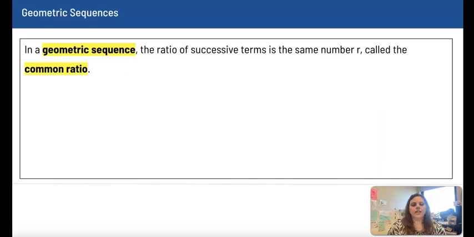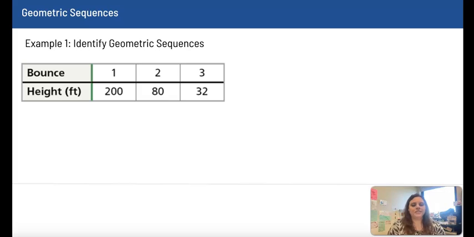The only additional vocabulary we have is how to define a geometric sequence. So the definition of a sequence is still the same, but a geometric sequence is going to have the ratio of successive or consecutive terms be the same. This is called the common ratio. So a geometric sequence has a common ratio, and the common ratio is the ratio from one term to the next. Let's look at our first example identifying a geometric sequence.